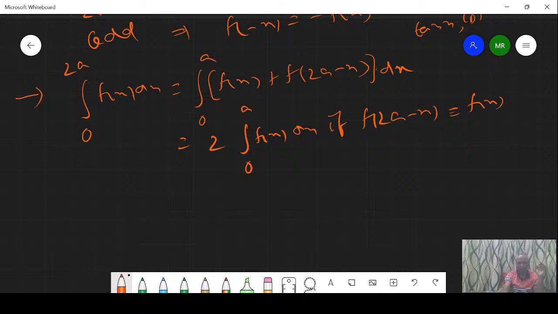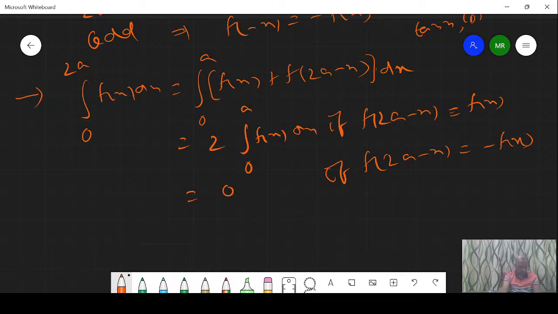Here no way connected even or odd. Replace x with 2a minus x. If it gives f of x, I should have 2 into integral 0 to a f of x dx. And again I get it equal to 0 if f of 2a minus x equal to minus f of x. So remember all these properties are important. So you should remember this.